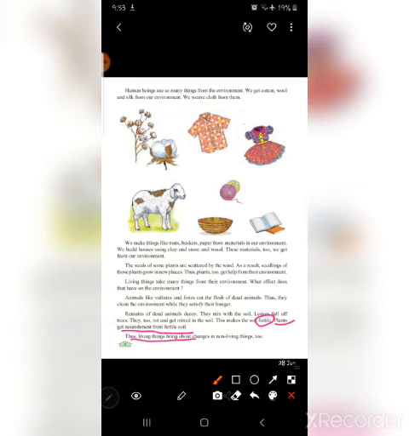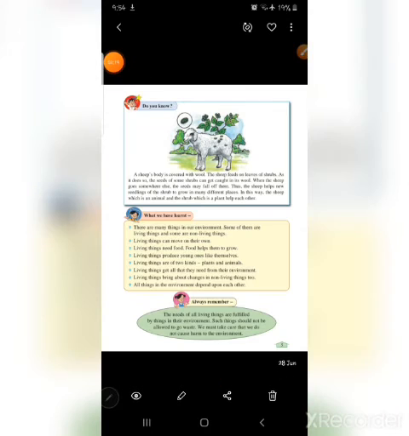Thus the living things bring about changes in non-living things also. Means due to living things, non-living thing, that is soil, brings changes in soil also. Means living things also bring about changes in non-living things. Understood? So now let us move to page number 5. Okay, see page number 5.